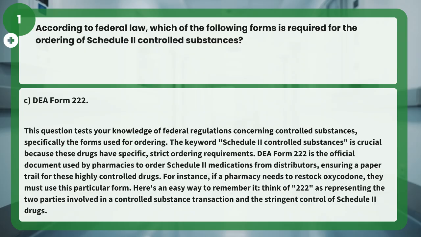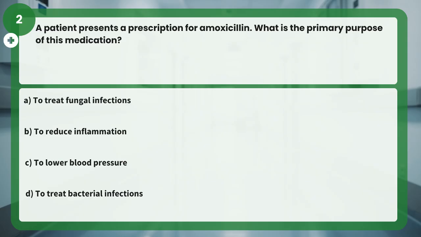Here's an easy way to remember it. Think of 222 as representing the two parties involved in a controlled substance transaction and the stringent control of Schedule II drugs.